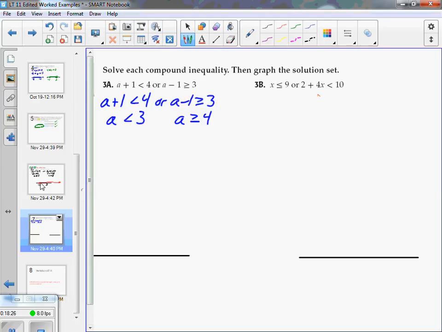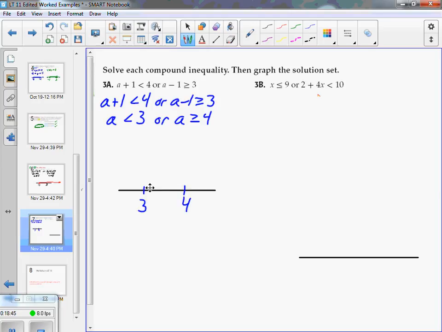And it's got an or between them. In fact, I really should write out the word or between them. Okay? That's my answer in symbols. That's it. I'm done with the solving of it. Now, graph the solution. Well, I'll put 3 on here, and I'll put 4 on here.